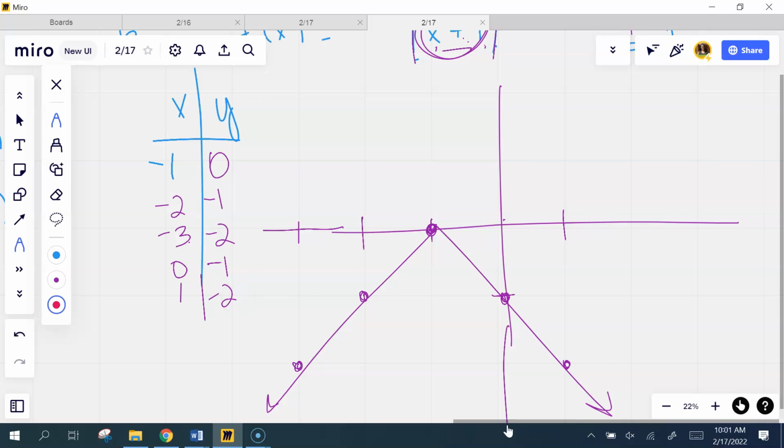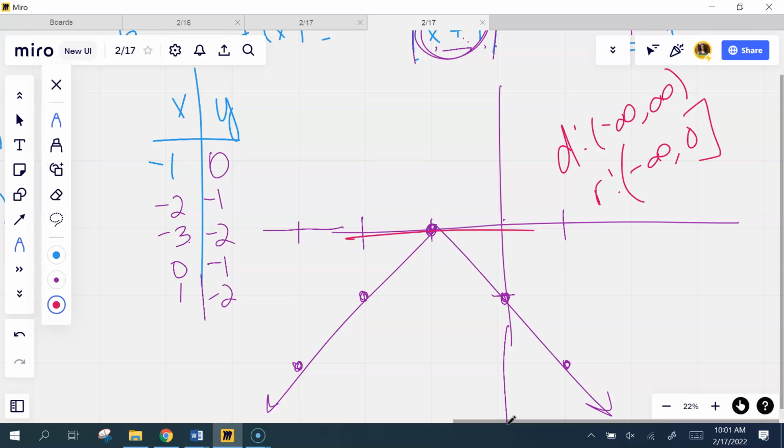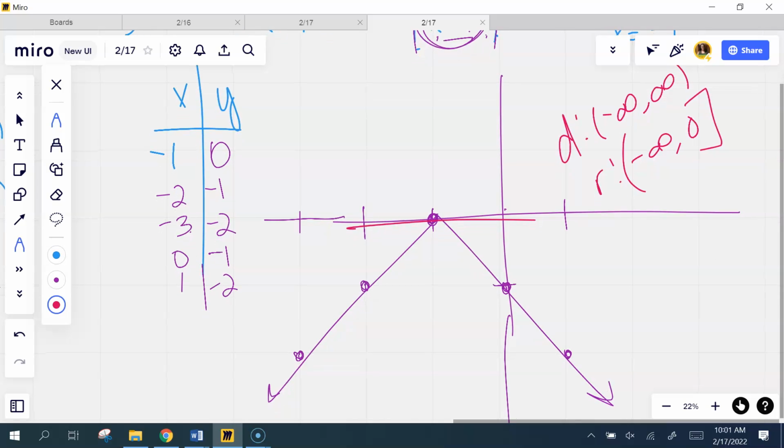What's the domain? How about the range? There you go. This time it opens down, so the lowest it goes is -infinity, and then it goes up until you hit 0 and it's done. It doesn't matter, you have to start smallest to biggest. So the smallest is -infinity up to 0. It goes down forever.